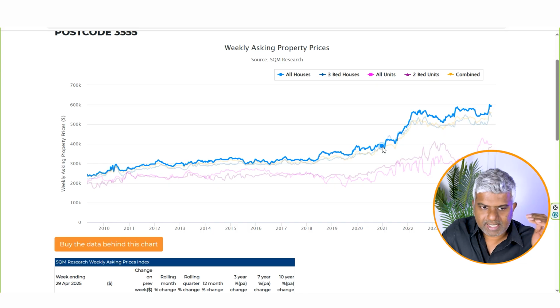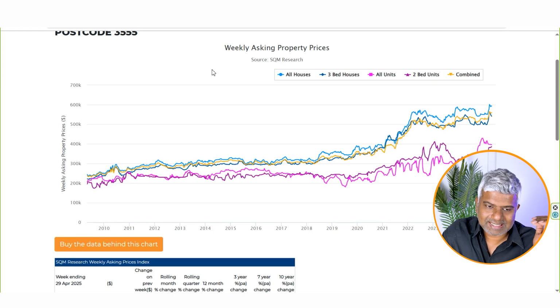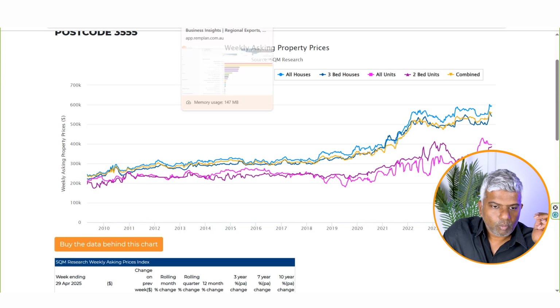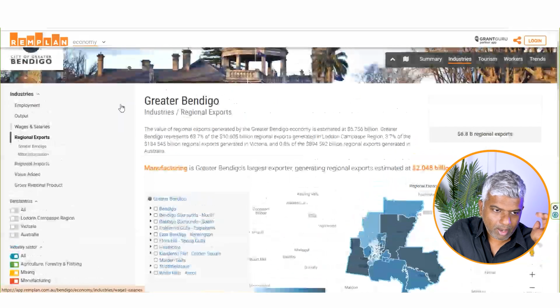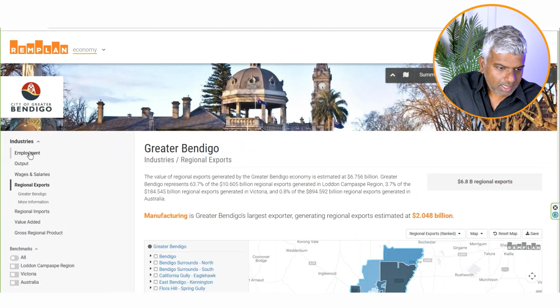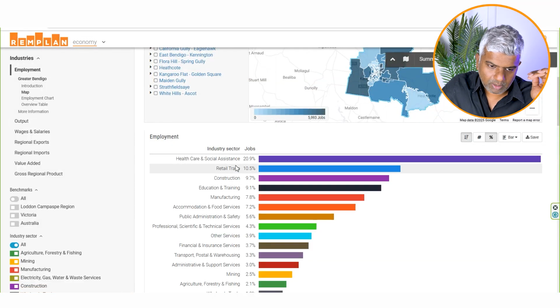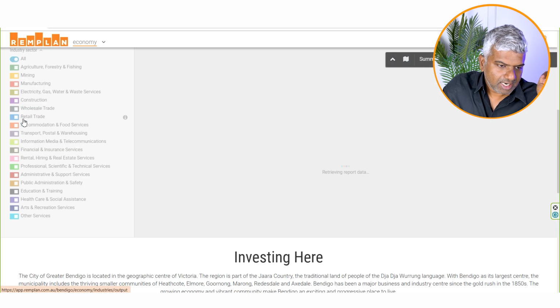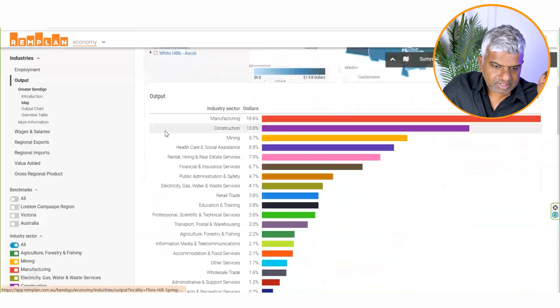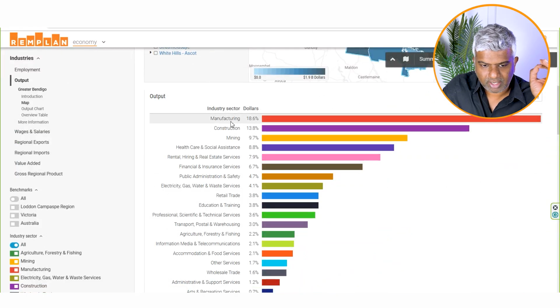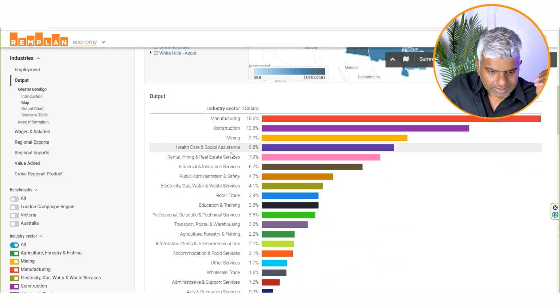So how do we further validate this? How do we know that there's no volatility in these markets? So for that, we want to go into this website called REMPLAN, and we go into this employment section. We want to make sure, number one, that there is enough diversity. So we want to look at the different employers in the market, and I can see there are plenty of different employers. If I look at the output, I can see that the contributors to the economy: manufacturing, construction, and there's mining, and then plenty other industries which are contributing to the economy.